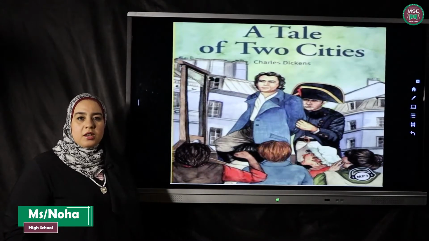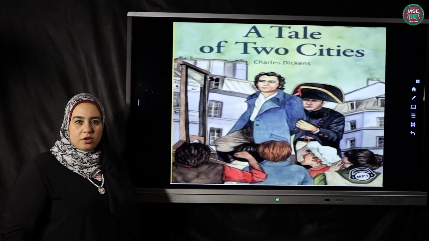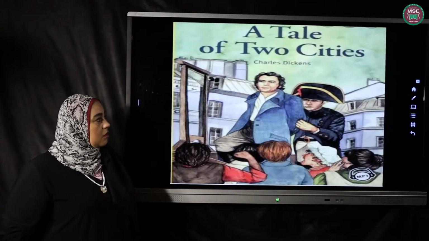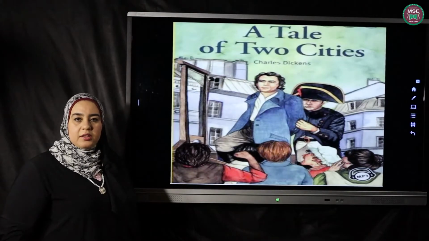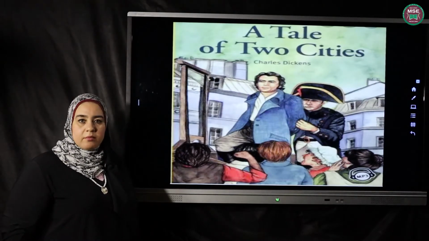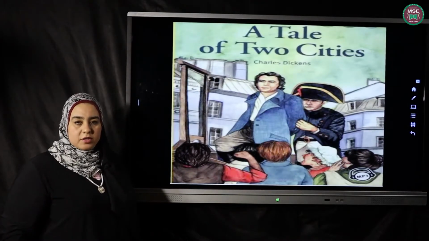Today we are going to begin our novel for this year. It's called A Tale of Two Cities by Charles Dickens. A tale means a story. The two cities we are going to deal with are London and Paris.